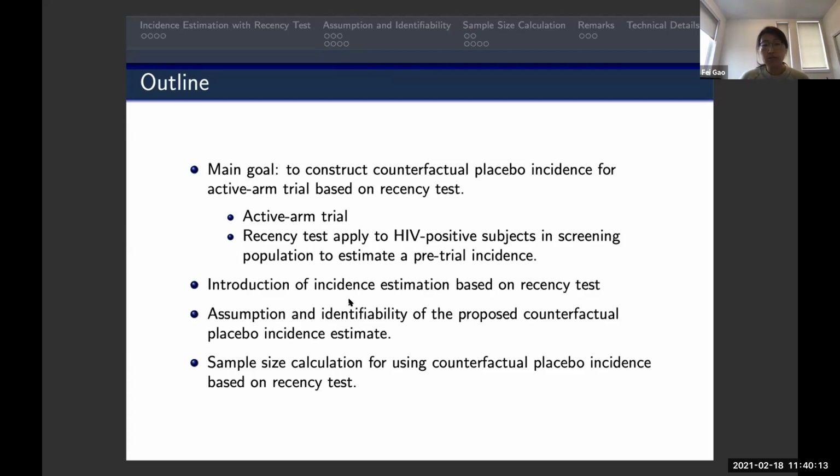In this talk, I'll first introduce how we can estimate incidence based on this recency test. Also, I'm going to derive the assumptions and identifiability of this proposed incidence estimation: under what circumstances will it serve as a counterfactual placebo incidence for the trial population. And finally, I will show a brief summary of our sample size calculation results, and also show some examples of trials we would like to design in the future, if this proposal comes up with a reasonable sample size to achieve power to analyze certain hypotheses.